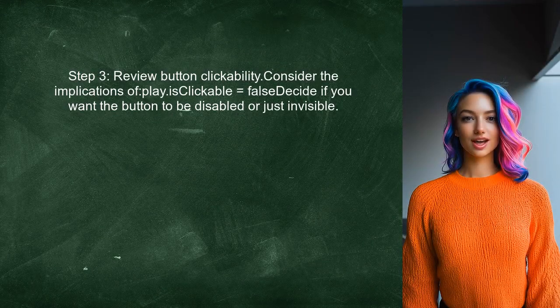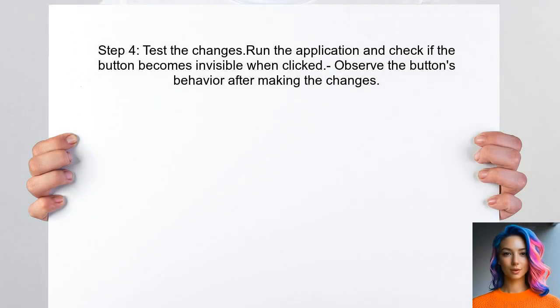Now, let's review the button's clickability. The user is setting play.isClickable to false, which is fine, but they should also consider whether they want to disable the button entirely or just make it invisible. Finally, the user should test the changes to ensure that the button becomes invisible as intended. They can run the application and observe the button's behavior.